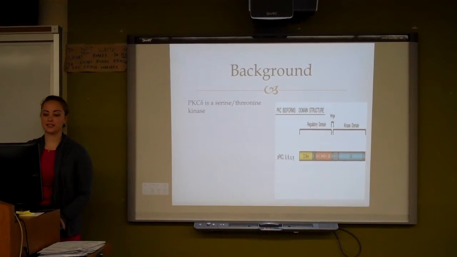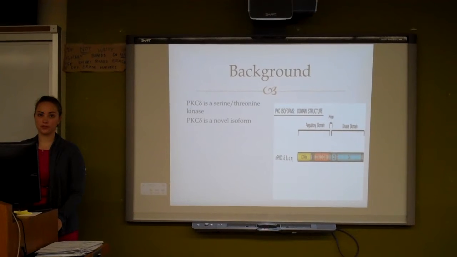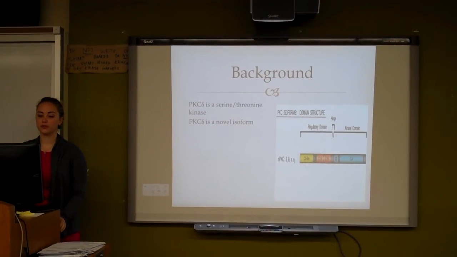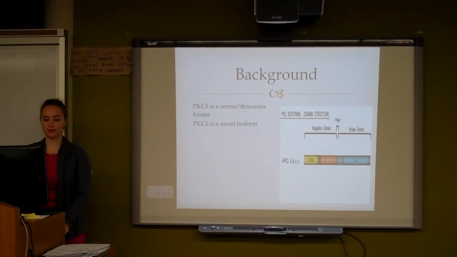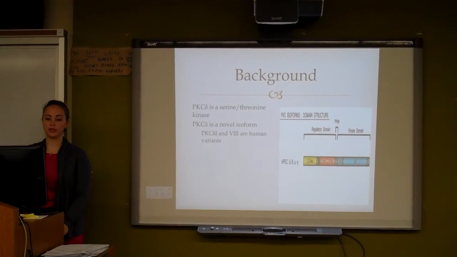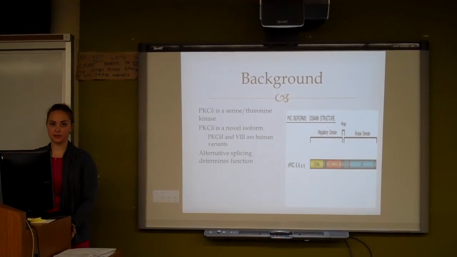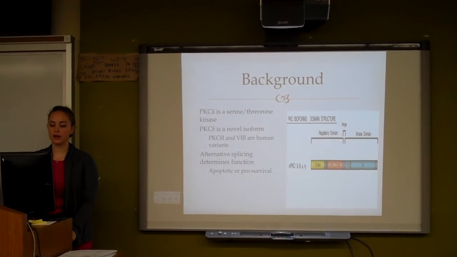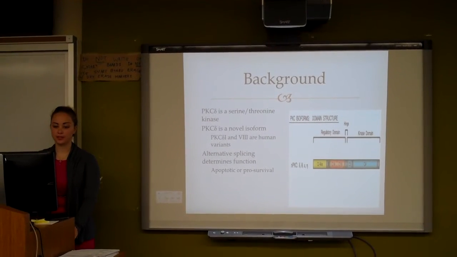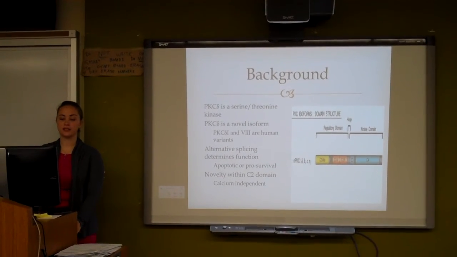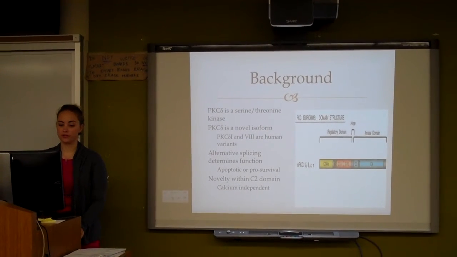PKC delta is a serine-threonine kinase. It's a novel isoform of PKC, which means that there are some changes within the amino acid sequence. PKC delta 1 and 8 are the human variants. Alternative splicing will determine the function, whether it's apoptotic or pro-survival. PKC delta 1 is apoptotic and PKC delta 8 is pro-survival.